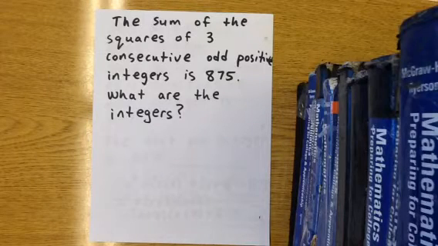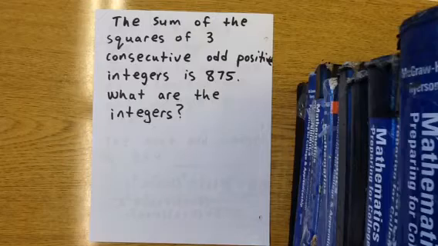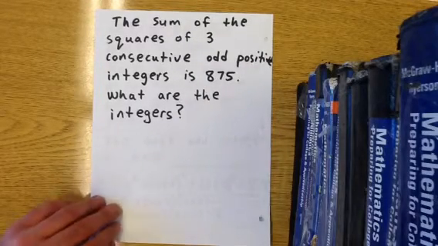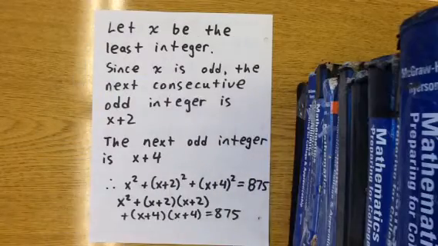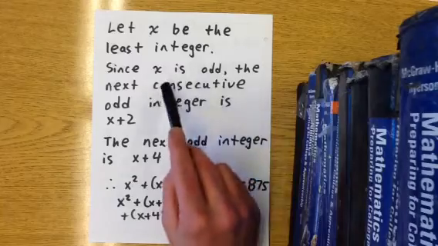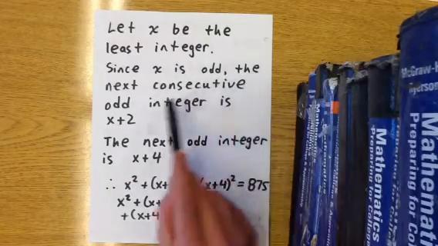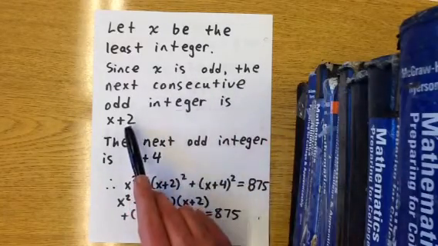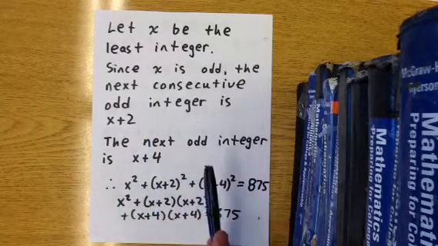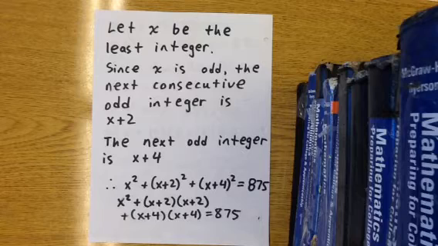For our next question, we have the sum of the squares of three consecutive odd positive integers equaling 875. We want to know what the integers are. So we're going to let x be the least integer, the lowest integer. Since x is odd, the next consecutive odd integer will be x plus 2. And the next odd integer after x plus 2 will be x plus 4.